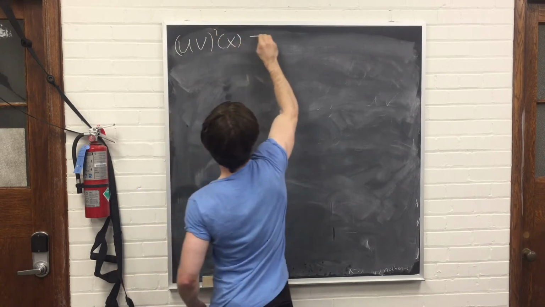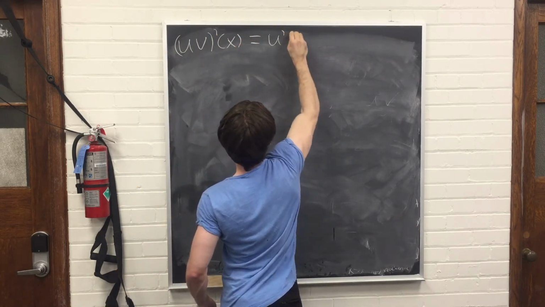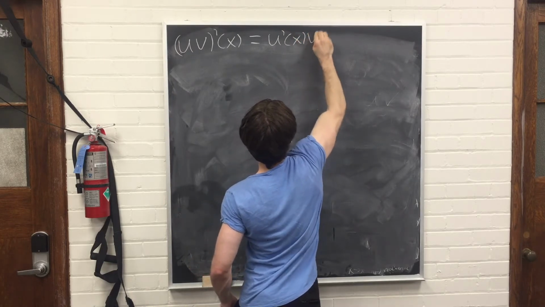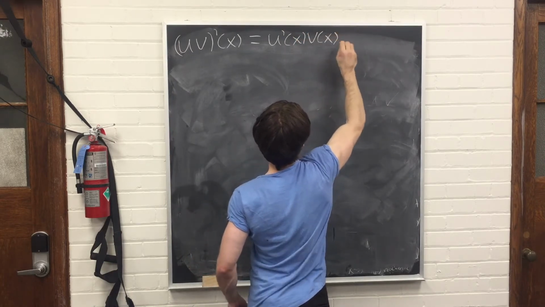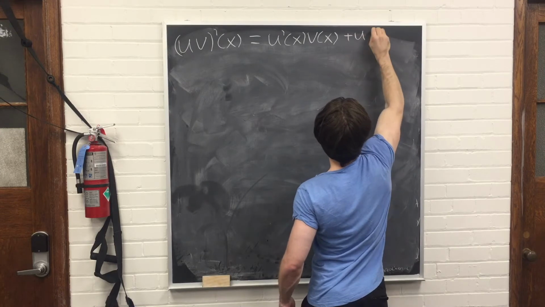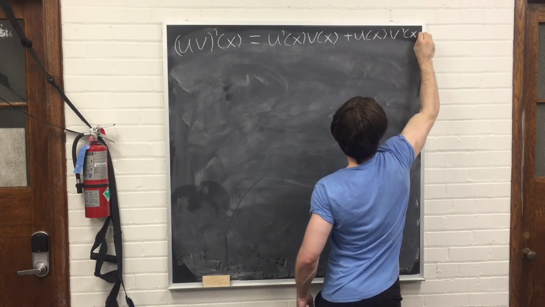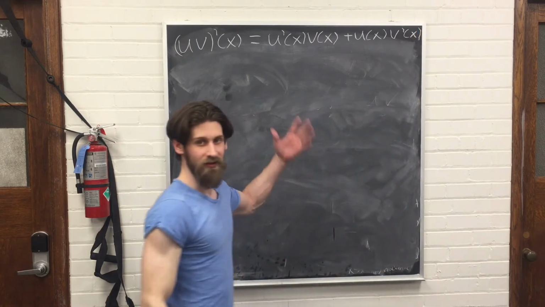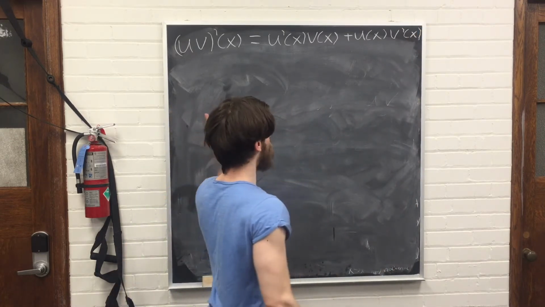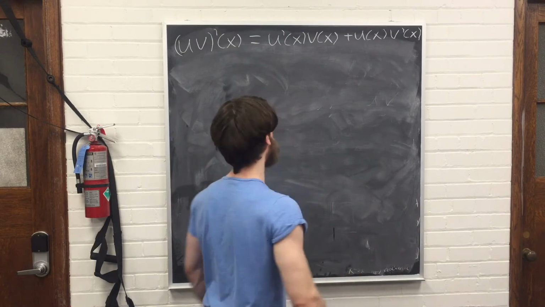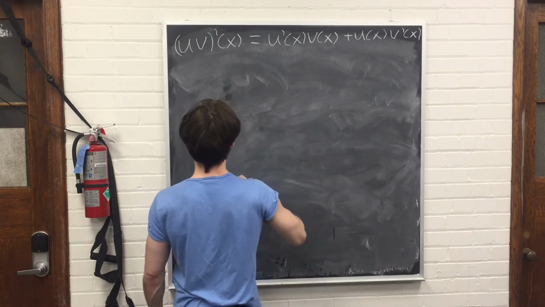The product rule says that for two functions, u and v, the derivative of the product of u and v is equal to the derivative of u times v plus u times the derivative of v. Right? So now let's rearrange this. So we can rearrange this as so.